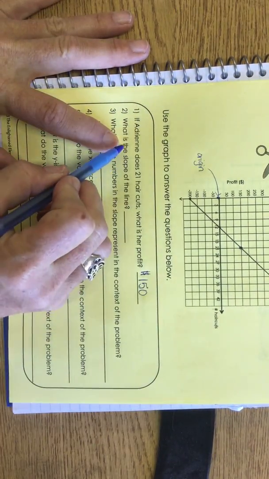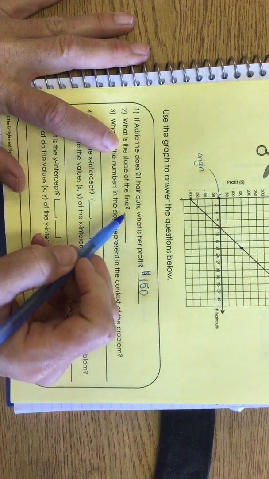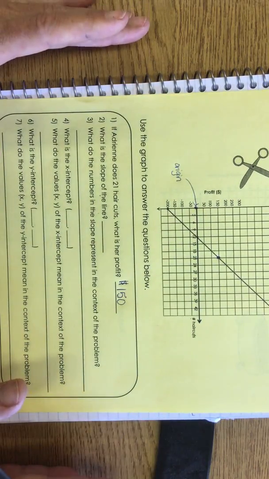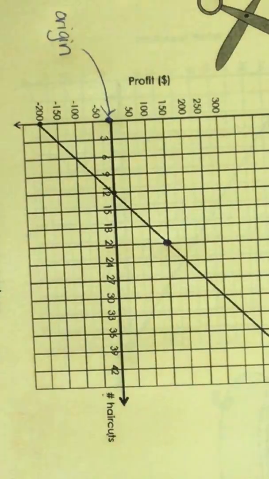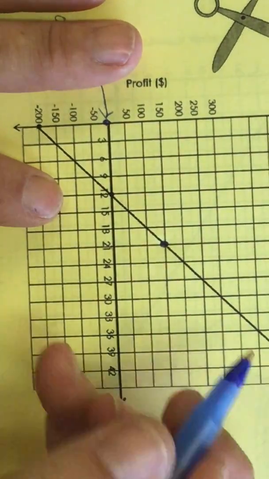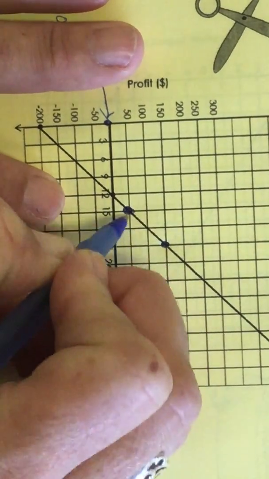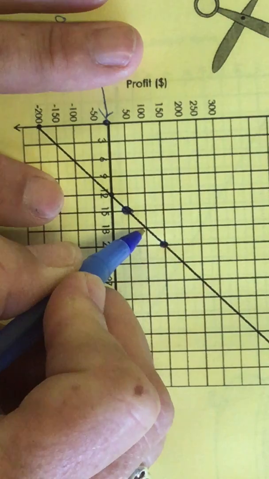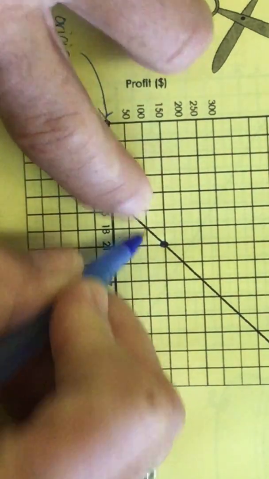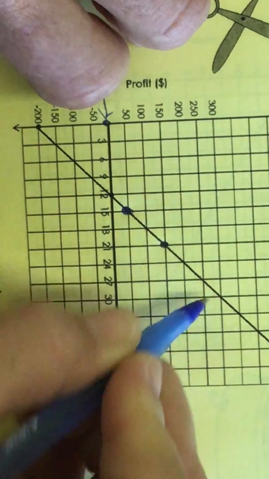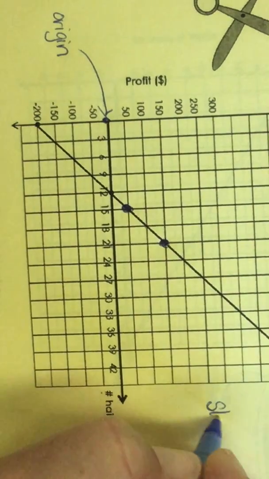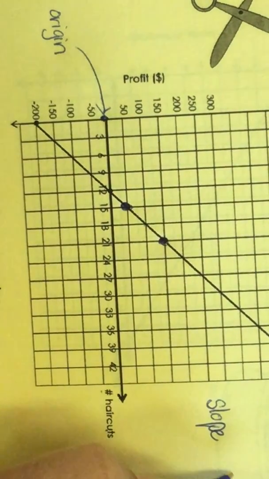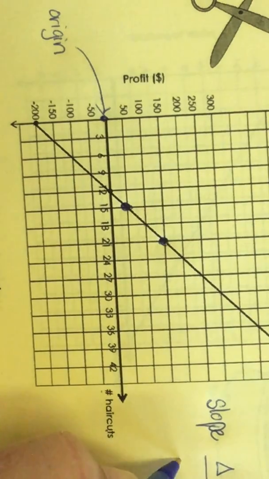Now they're asking, what is the slope of the line? We can use any two points on a graph, and you're looking for two clean points. A clean point is where the x and the y grid lines intersect exactly on your linear function. All of these are clean points because we're working with whole numbers. Remember that the slope of a line is change in y divided by change in x.